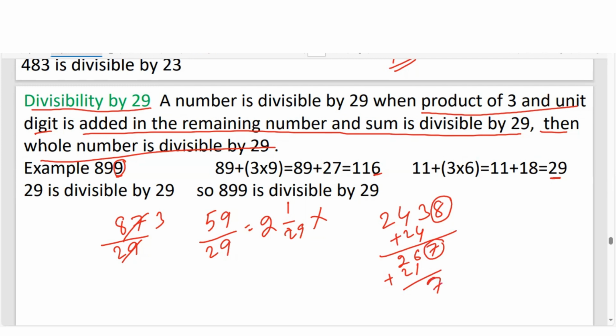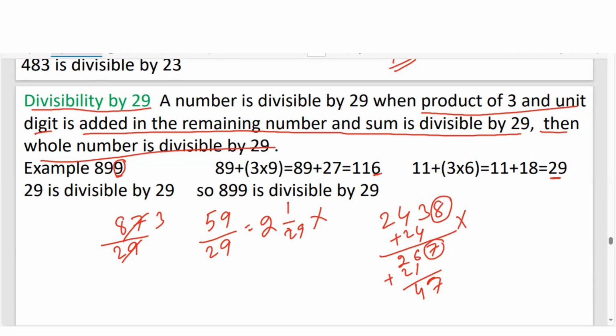We get 47. You know 29 times 1 is 29, and 29 times 2 is 58. So 47 is not divisible by 29. So 2438 is not divisible by 29, right?